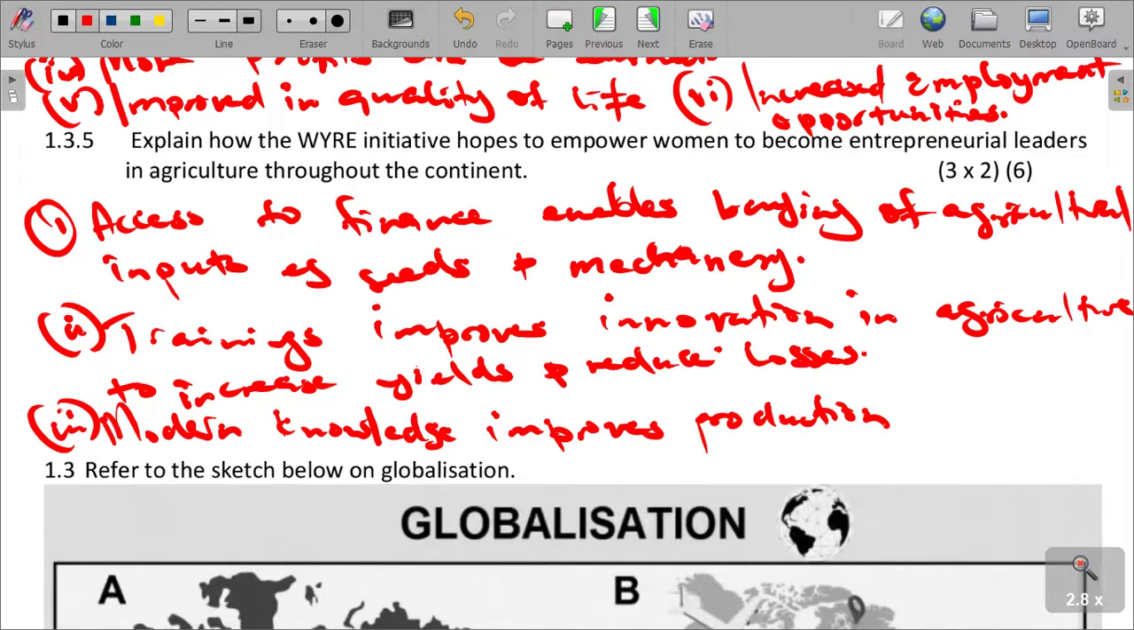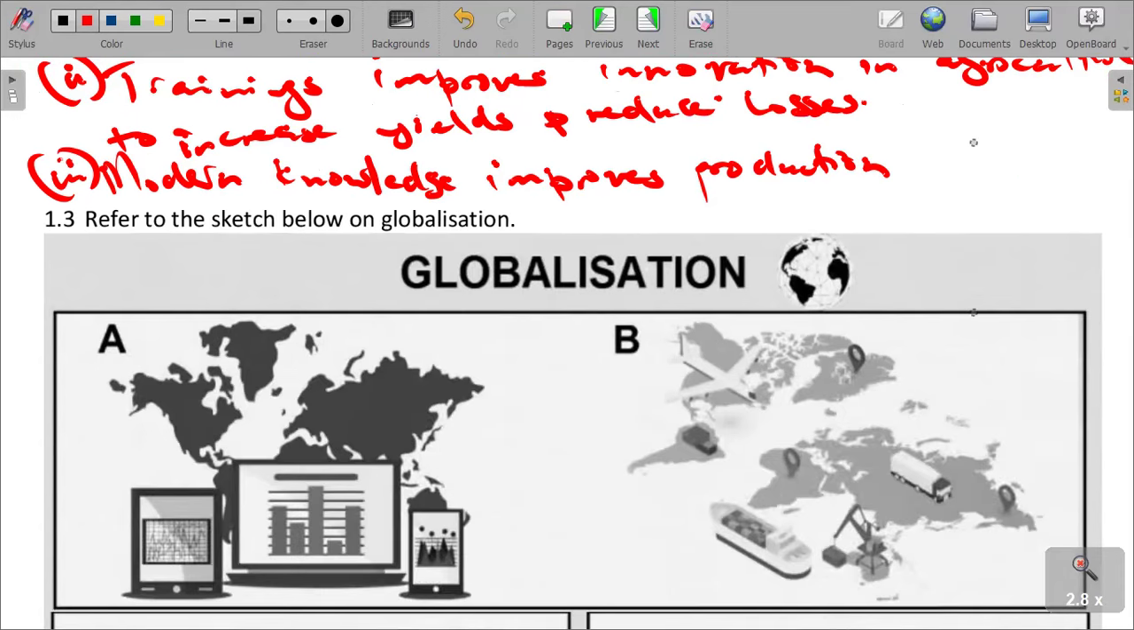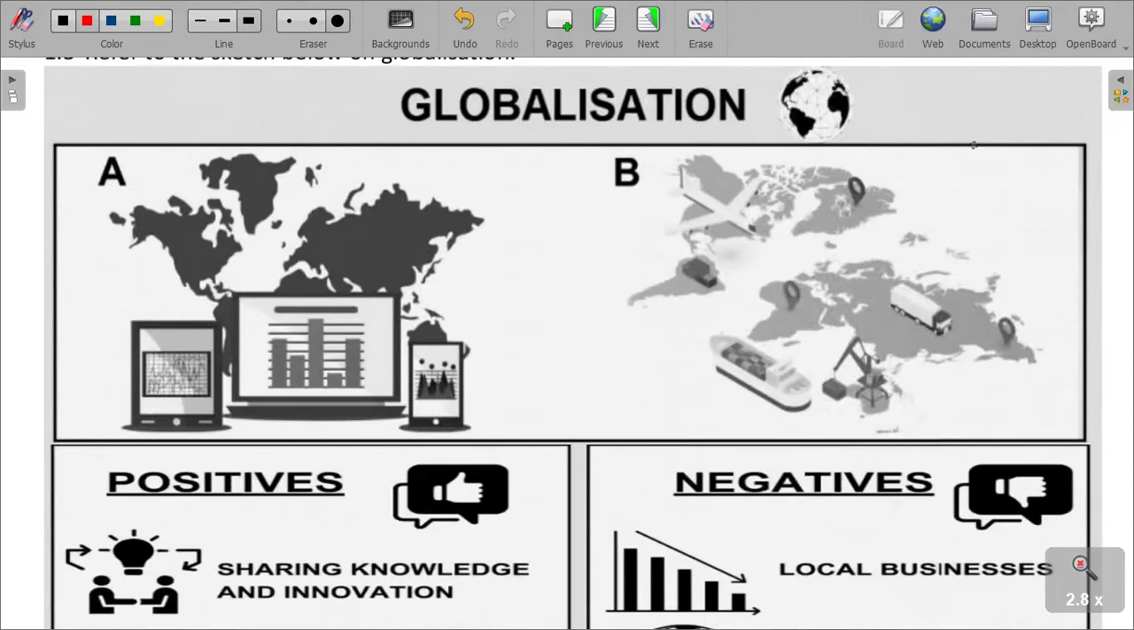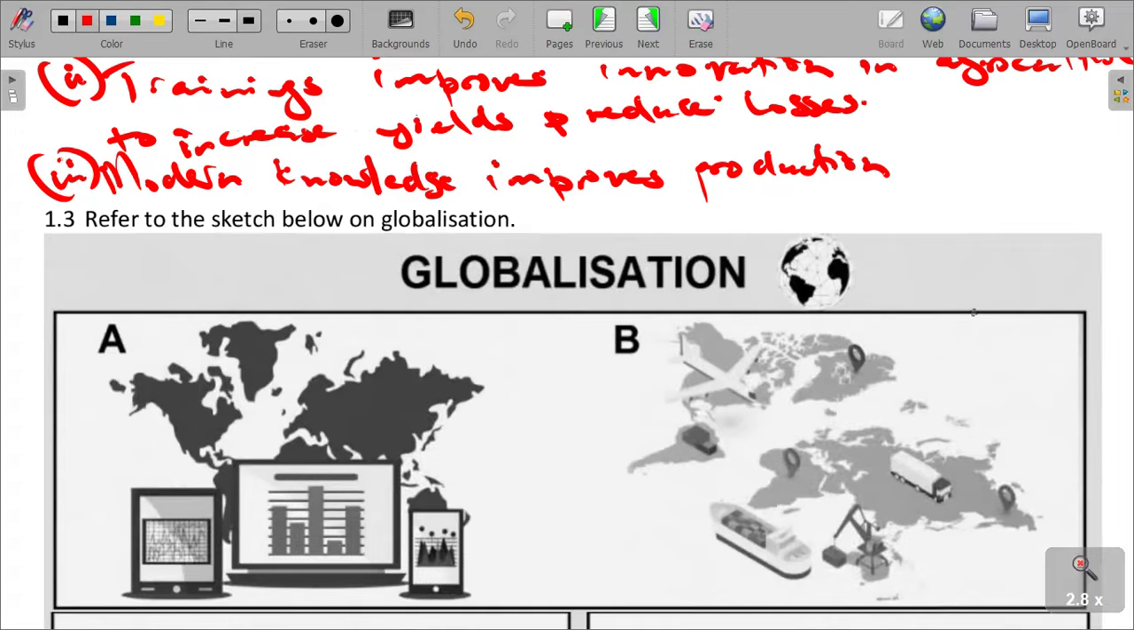And then even security and safety in the workplace. Agriculture also involves working with possibly risky machines. So because of trainings, they are able to reduce accidents in the workplace, which at the end of the day improves production.